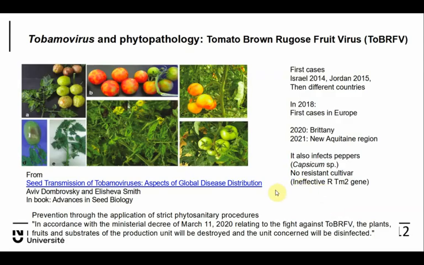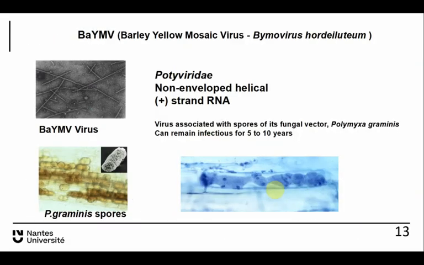So the only way to try and prevent this virus from being transmitted and causing a lot of damage is, anytime you've got some infected plants, then everything in that whole production unit has got to be destroyed. And I believe this one is transmitted by seeds. Okay, it's not particularly vector transmitted. So these viruses are a real problem in some cases.